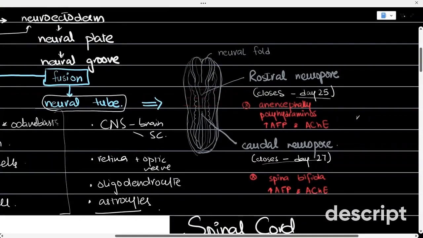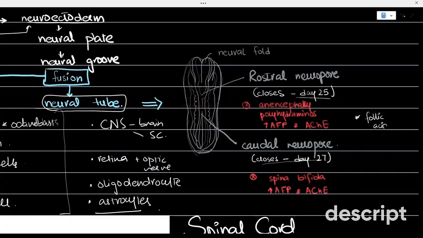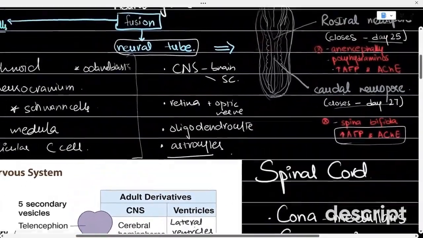Failure of neural tube closure would obviously result in abnormalities, and that is why having folic acid is very important, especially at the start of pregnancy or pre-pregnancy. If there is a failure of closing the rostral neuropore, the baby might develop anencephaly, with polyhydramnios in the mother and increased alpha-fetoprotein and acetylcholinesterase. If the caudal pore is not closed, there will be spina bifida and increased AFP and acetylcholinesterase.